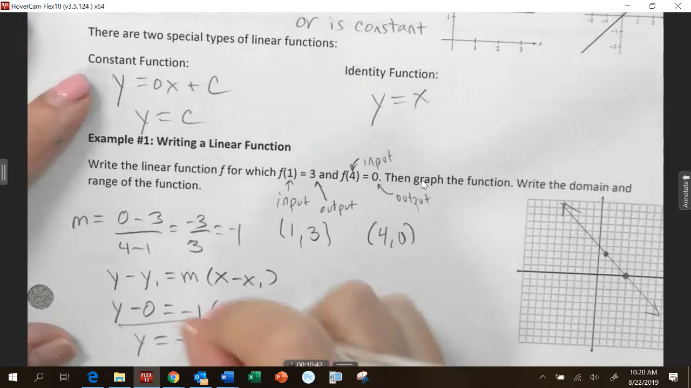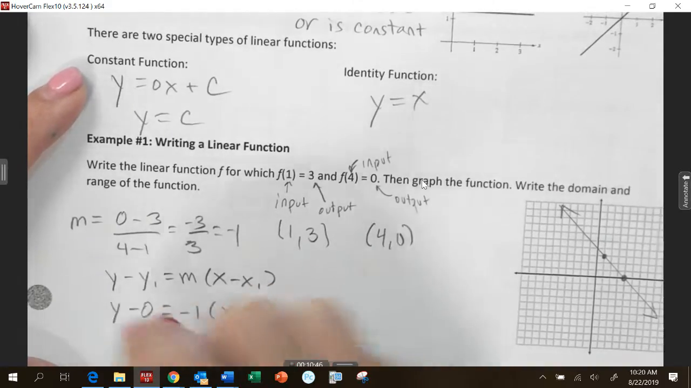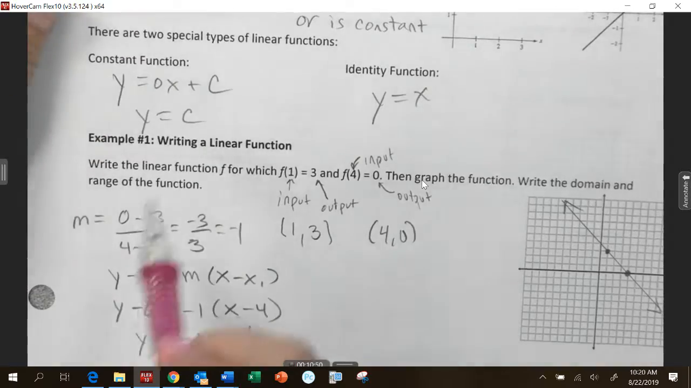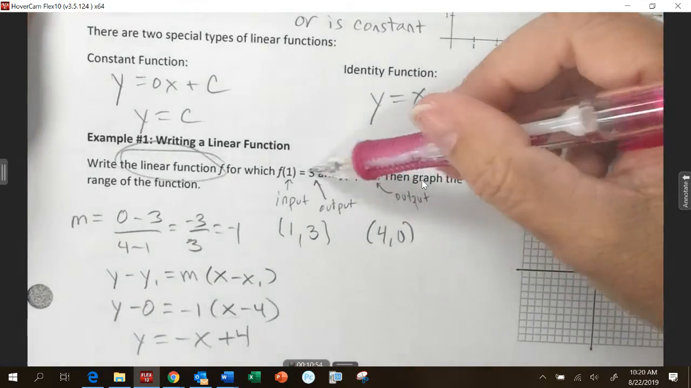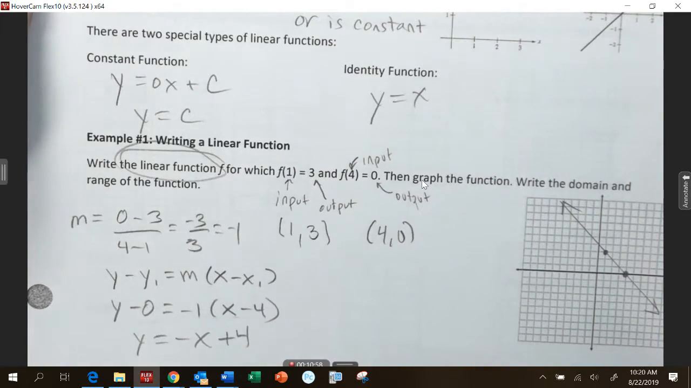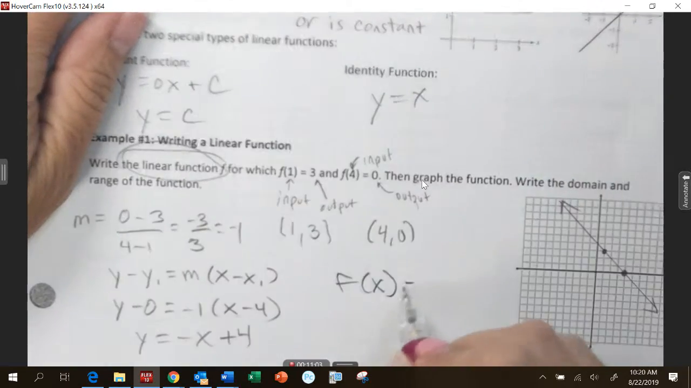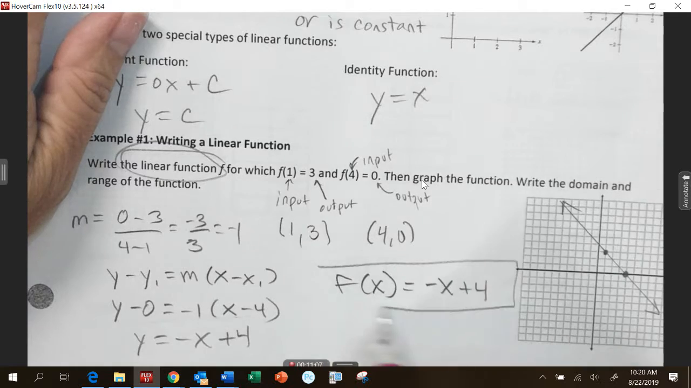Oops, that's not the answer. Ooh, I was just about to do why everybody misses 1 point on the quiz. About to do that. Okay. This is a linear function that we're writing, and it gives me f of and f of, so I'm not going to put y equals for my answer. What am I going to write? f of x equals negative x plus 4. I almost did it, then I caught myself.